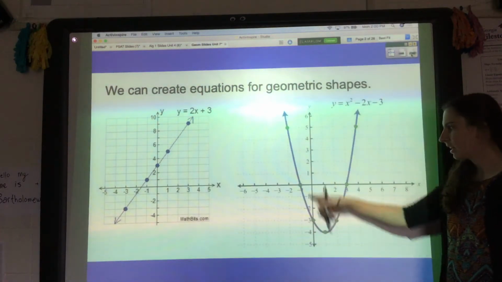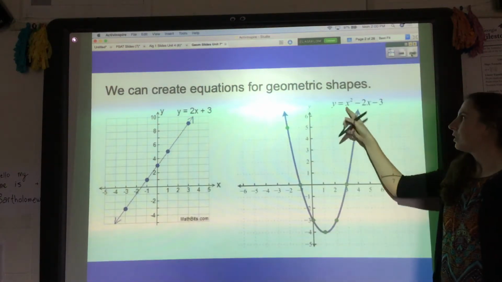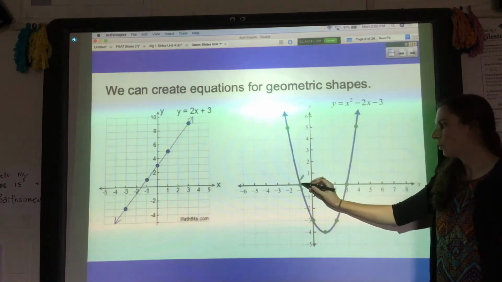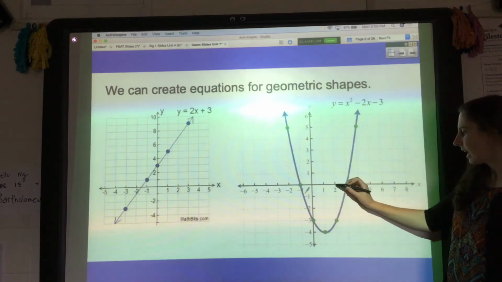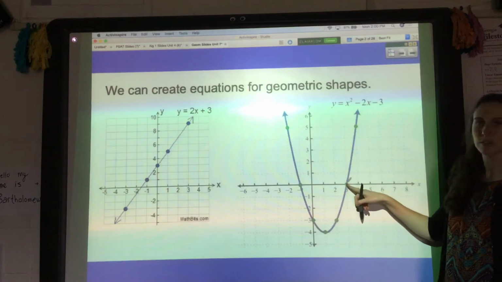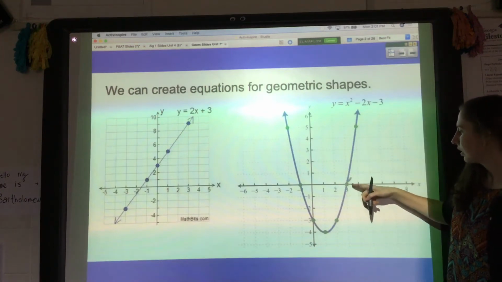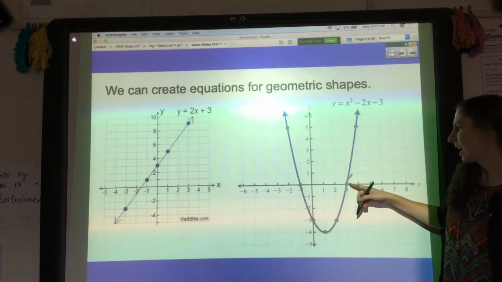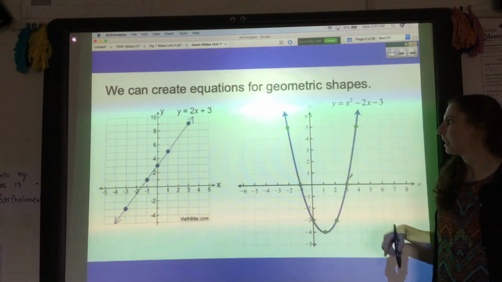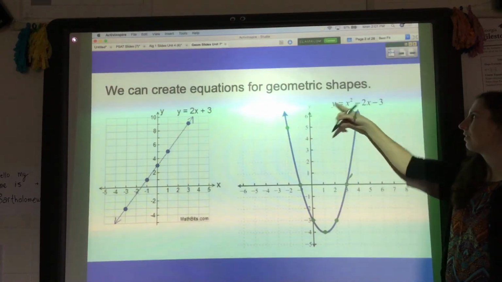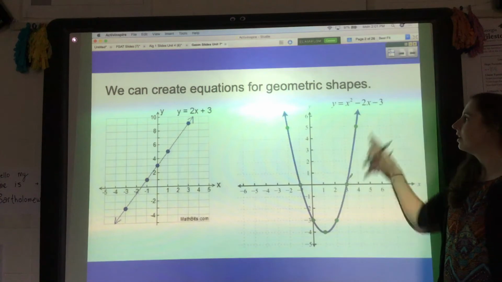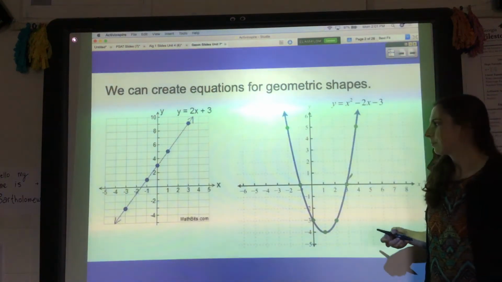With something like a quadratic, again, you have an equation and every single point on this line, like if I plug in the x value 3, I'm going to get out 0. If I plug in the x value 3.1, I'm going to get out about 0 point something. If I plug in the value 4, I'm going to get out 5. Every point on this graph makes this equation true.